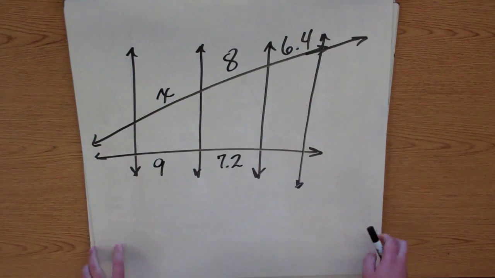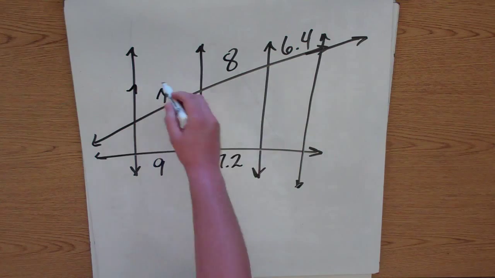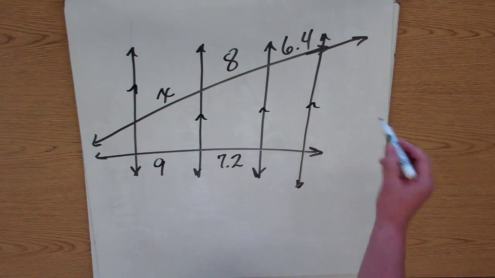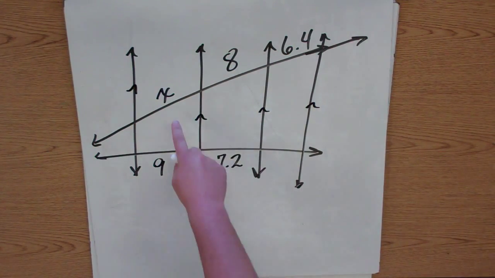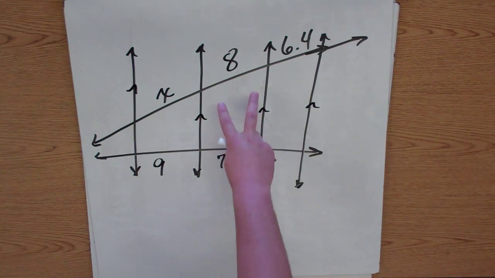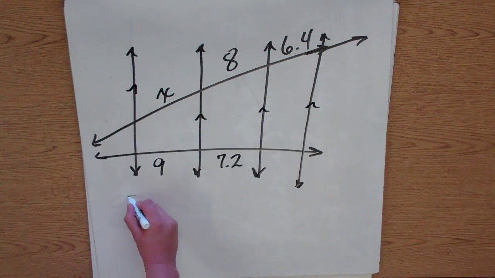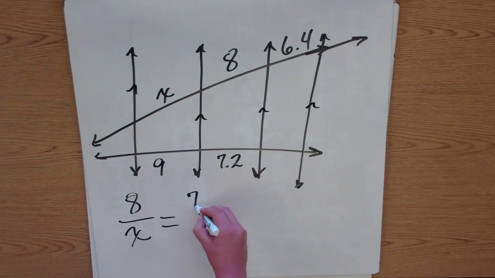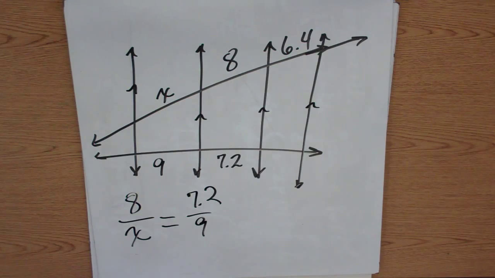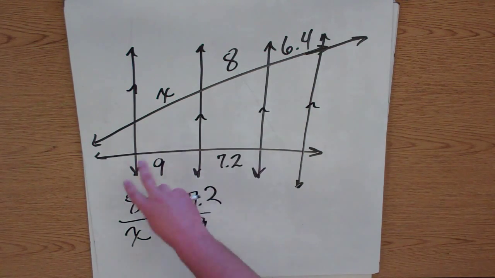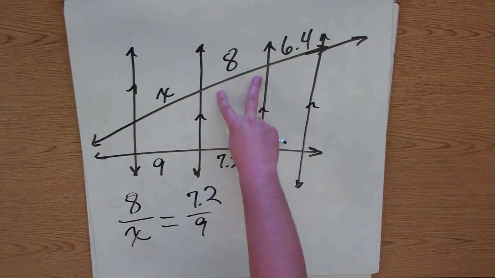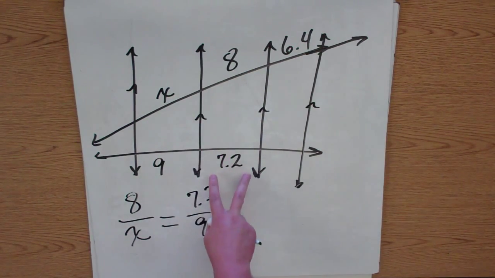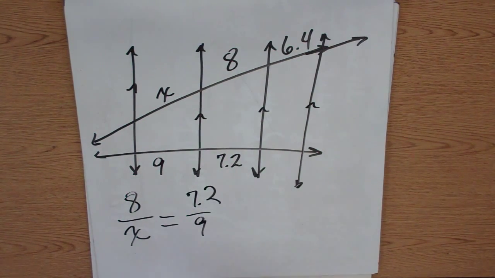Alright, so here we go. Here I've turned the parallel lines to run vertical instead of horizontal, but it still works the same way. We're going to find x. Well, we know 8 over x equals 7.2 over 9. And remember, you want to keep the stuff in the same order. Since I started with the one on the right and then went left, I need to start on the right and go left. So 8 over x equals 7.2 over 9.